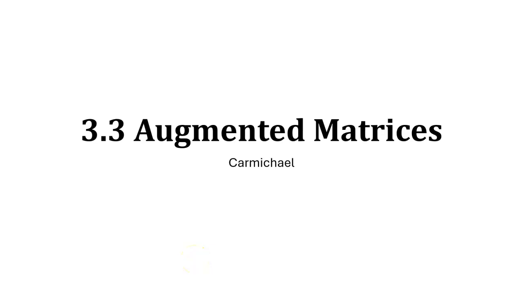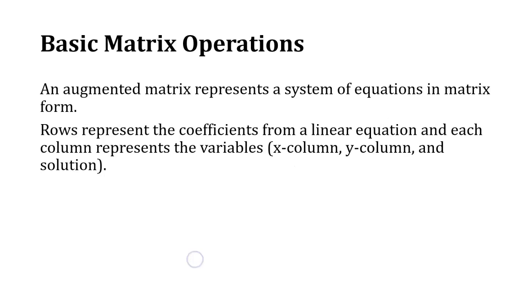This video is going to be about augmented matrices. So in this section, what is an augmented matrix? It represents a system of equations, but in matrix form. The rows represent the coefficients, so the numbers in front of the variable. And then the columns: the first column is the x column, the second column is y, and your third column is solution.